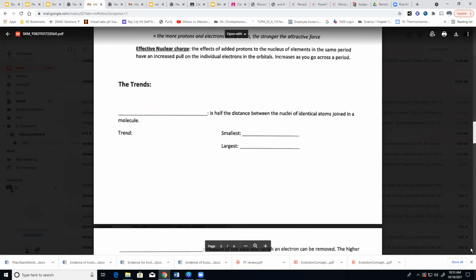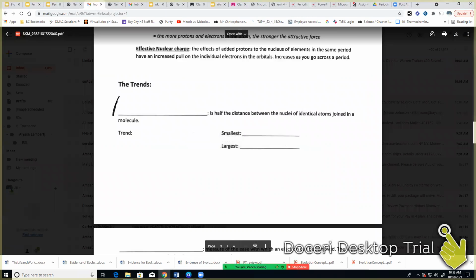Okay, so let's look at those trends as we move down here. All right, so the first one that we're going to look at, at the bottom of your page, is the atomic size, or the radius. Really, it's the radius. So we draw atoms like they're perfectly round, but that's not really true. It's kind of hard to get an exact size of it. So the way that we measure an atom is half the distance between the nuclei of identical atoms that would be joined as a molecule.